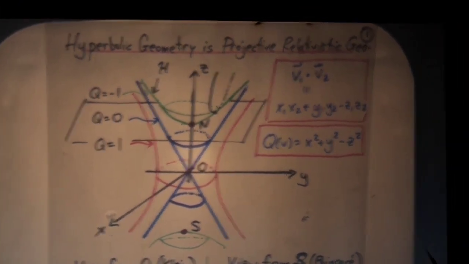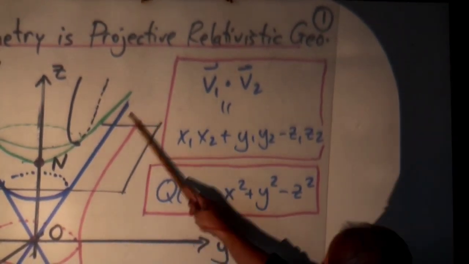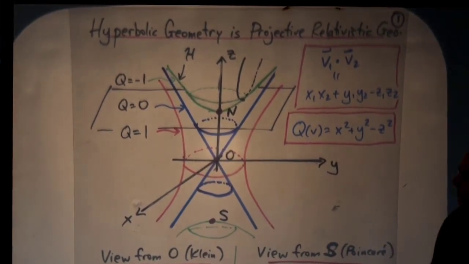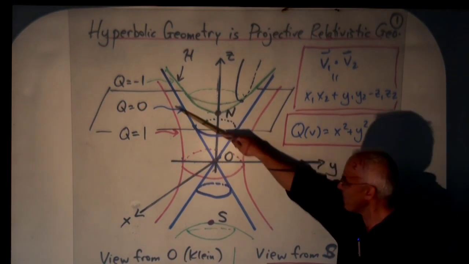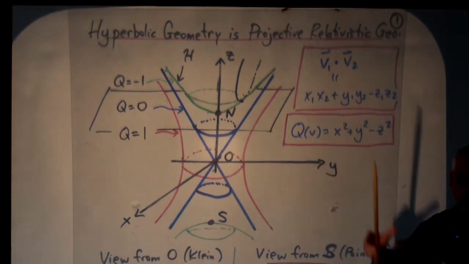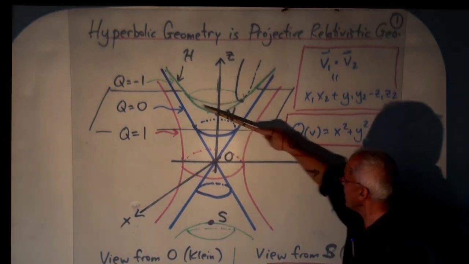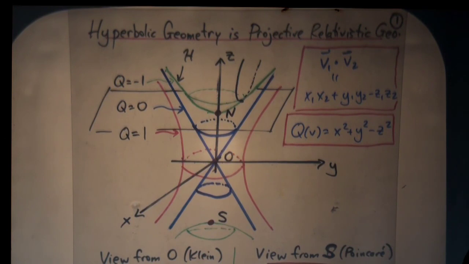Now, I remind you of a few familiar objects in this situation. When the quadratic form takes value 0, it gives us this cone called the light cone by physicists. When q is equal to a positive number, we get a hyperboloid of one sheet around the light cone. And when q is a negative number, we get a hyperboloid of two sheets inside the light cone.